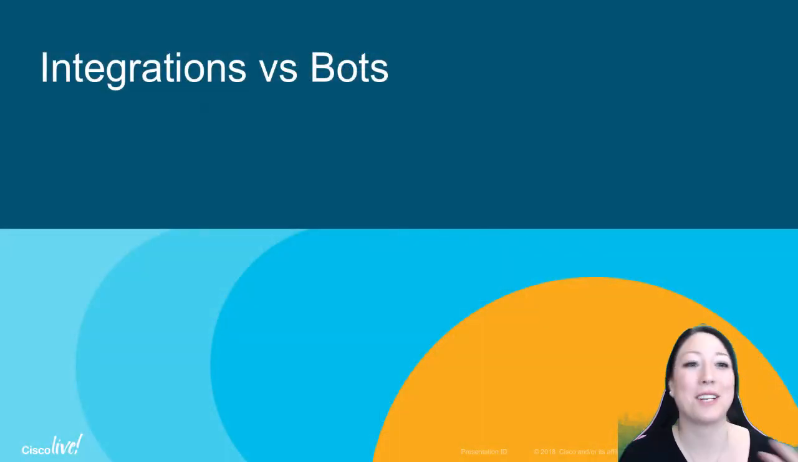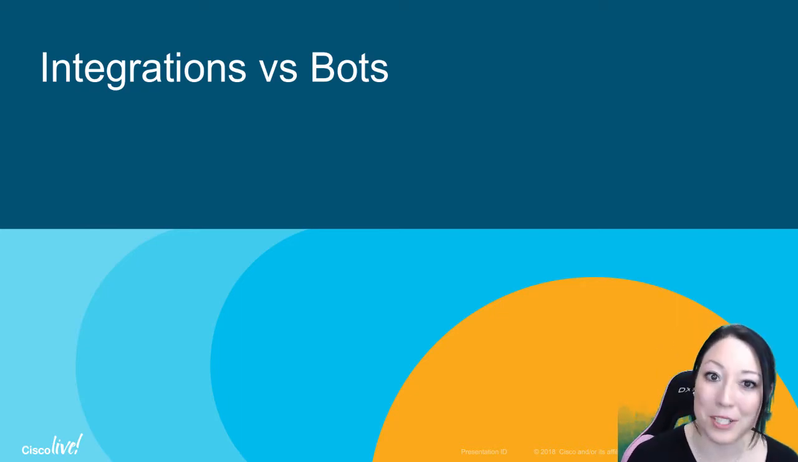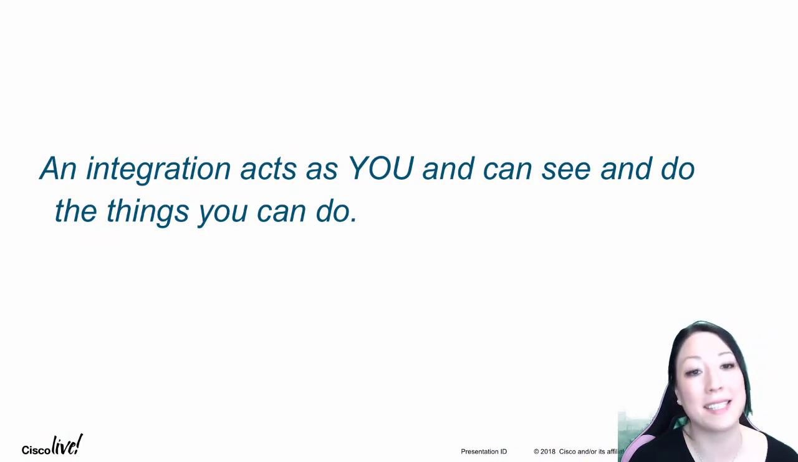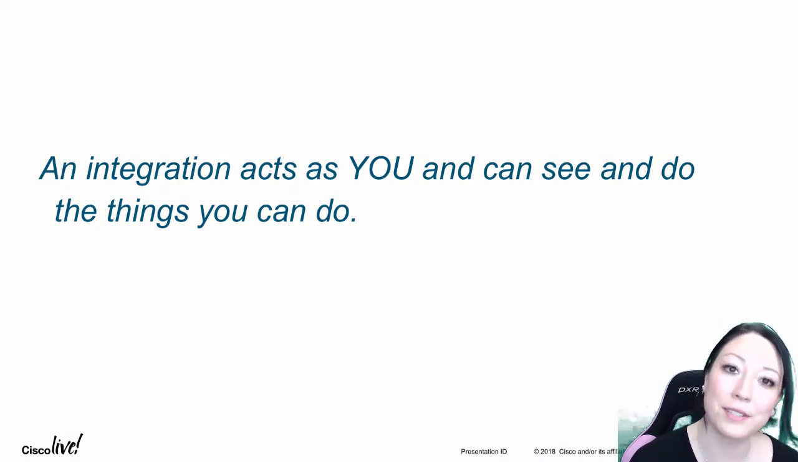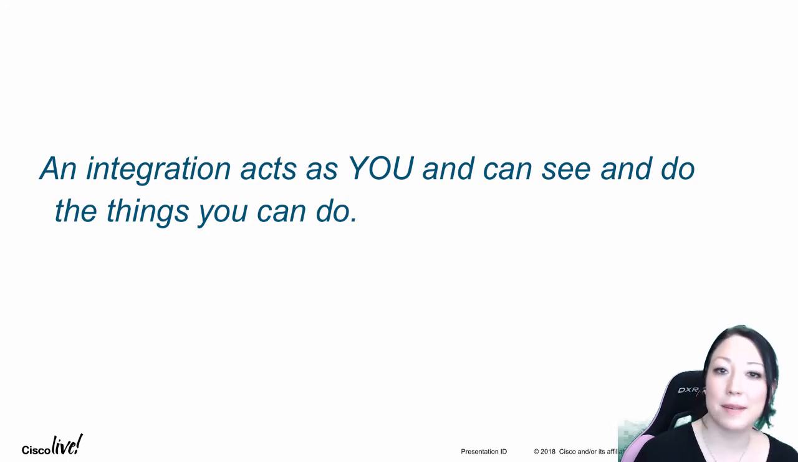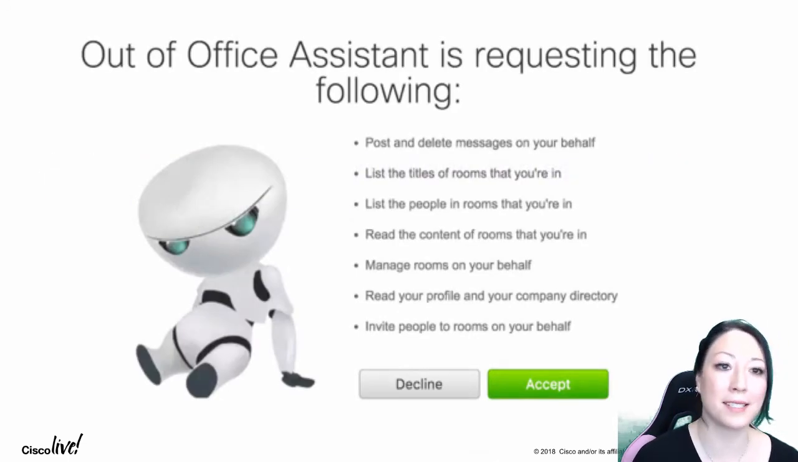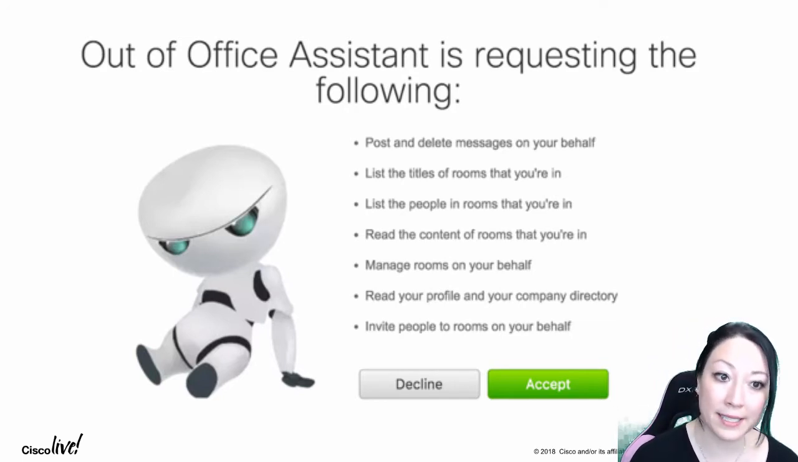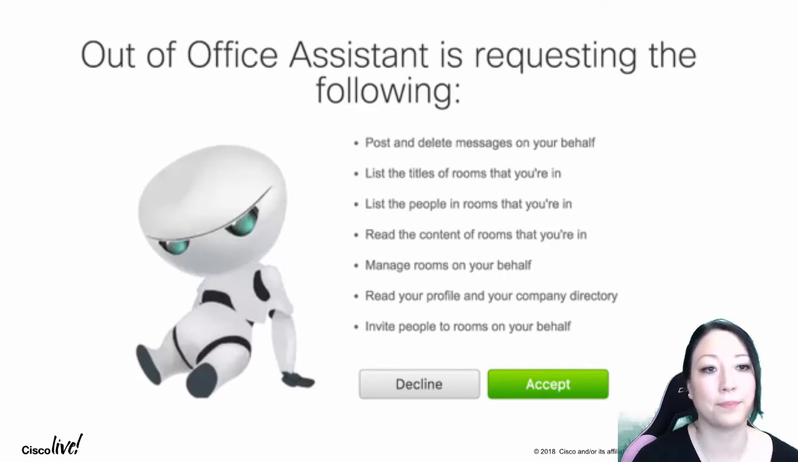So you have your integrations versus bots, and the Smartsheet example was an integration. An integration acts as you and can see and do the things that you can do. Another example would be the out-of-office assistant. So it's requesting the following. It lists the requests that you can do with it: post and delete messages on your behalf, list the titles of rooms that you're in, list the people in rooms that you're in, and so on.